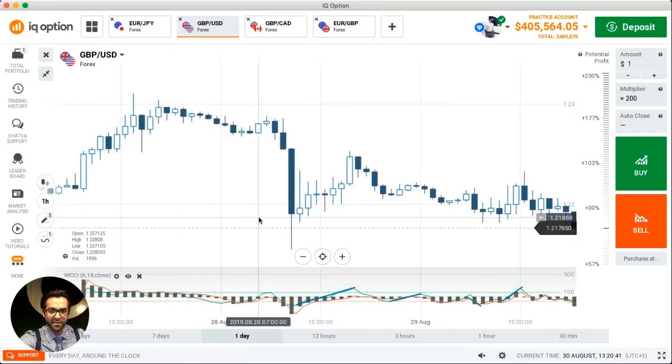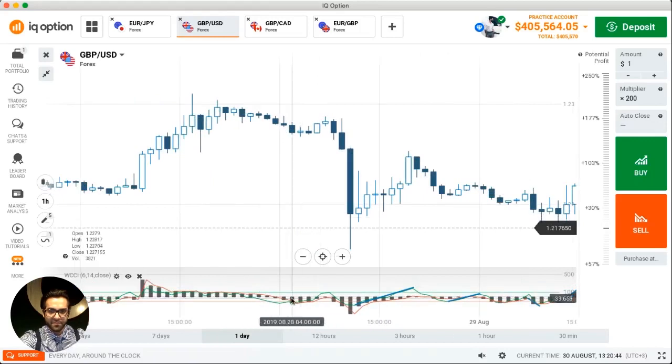If we look at our histogram, take a look what happens here. Do you see this shape where the histogram goes from the zero line towards the 100 line, comes back down to the zero line, and then jumps back? So this is being rejected by the zero line. The zero line is not letting it go above, all right?